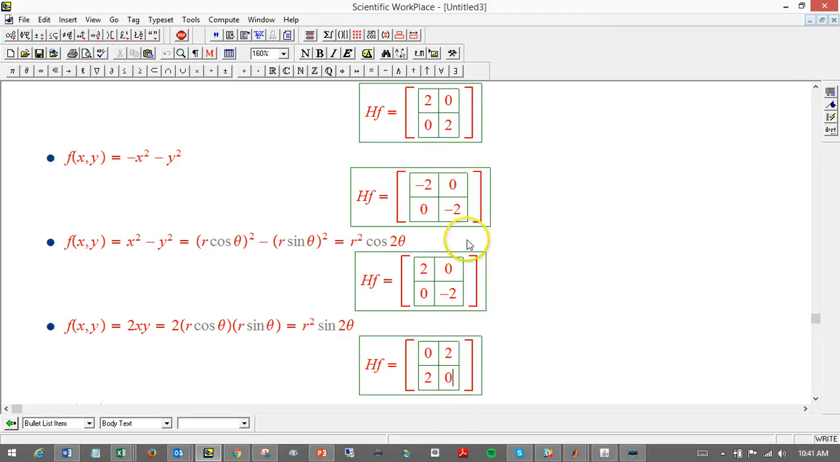So somehow the second derivative test has got to say, take this matrix and say minimum, this matrix and say maximum, this matrix and say saddle, and this matrix and say saddle. And in the next video, we'll see what that test would be.